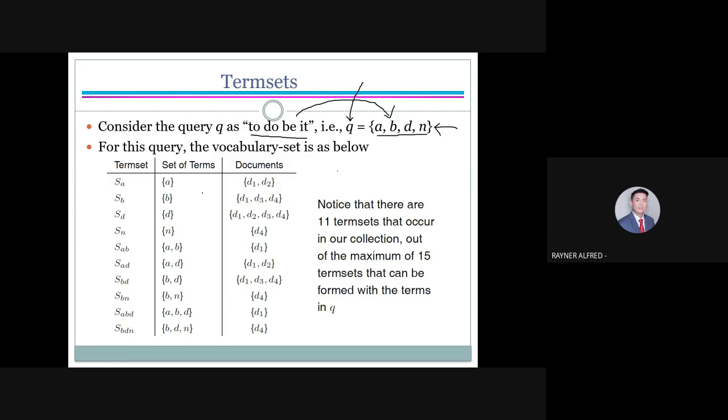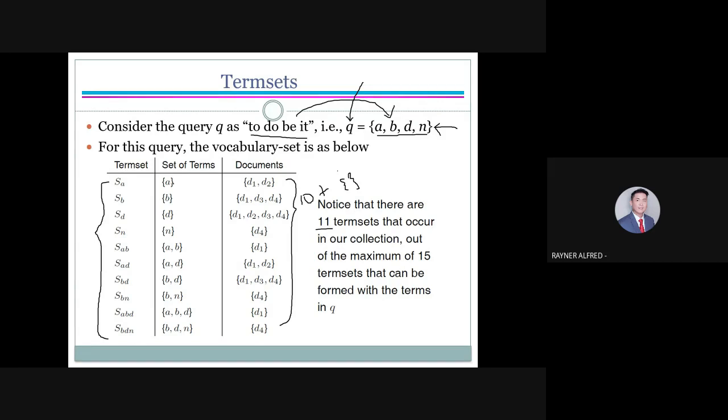But the one that we have here, we only have 11. How many of these? 3, 3, 4. This is 10, right? Plus the empty set. So we have 11. The rest two we cannot find. For example, like this.